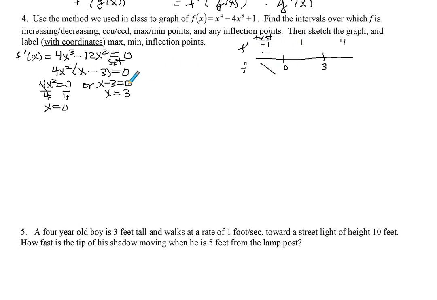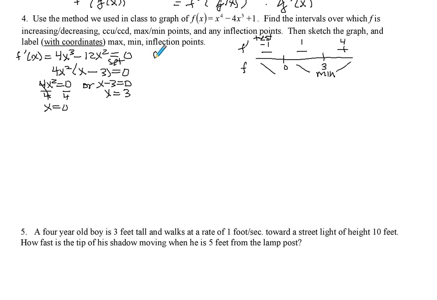Plug a 1 in. 4 times 1 squared, positive. 1 minus 3 is negative 2. Positive times negative, negative. So decreasing. And then 4. 4 times 4 squared, positive. 4 minus 3, positive. 2 positives make a positive. So increasing. So we're going to have a min here.